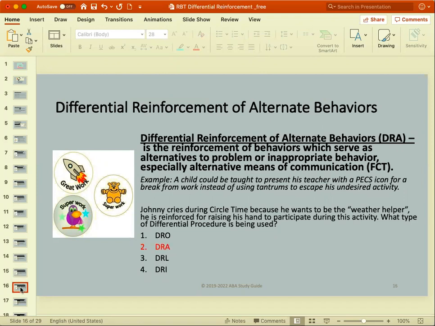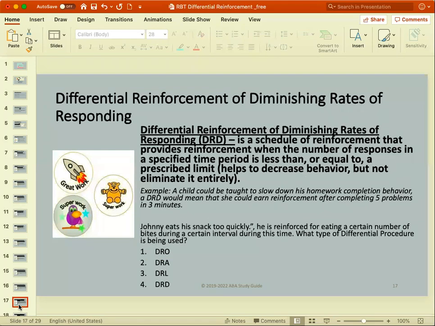All right, super. So the answer is DRA. It's an alternate means. Okay, so for your RBT exam, for those of you who are looking to take that, don't focus too much on this, but I think it's important to learn about.